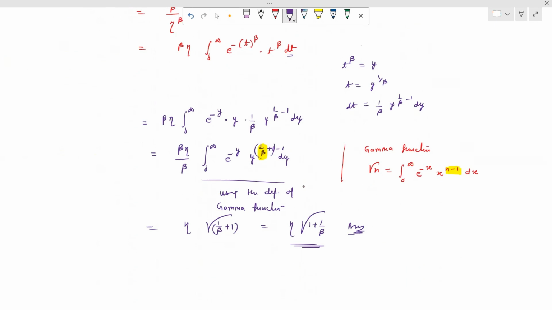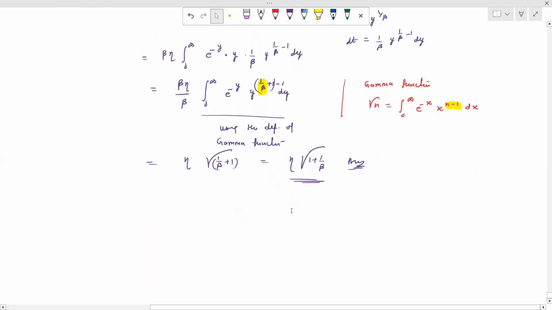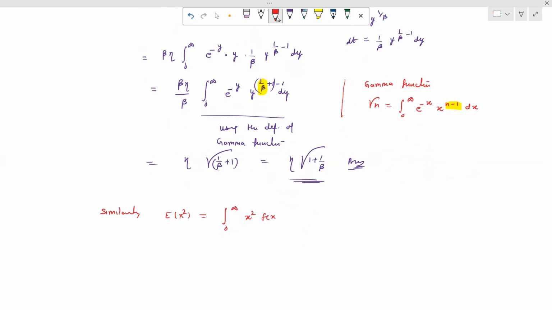Similarly, you can calculate the expectation of x square, which is the integration 0 to infinity of x square into f(x) dx. And when we calculate the variance of x, it will be equal to expectation of x square minus expectation of x, the whole square.